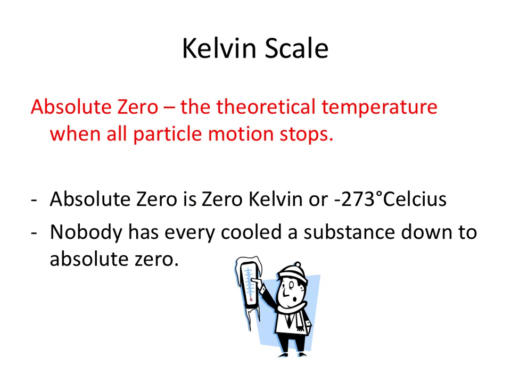All right, so the Kelvin scale is based on an idea of absolute zero. Make sure you write this down. Absolute zero is that theoretical temperature when everything stops moving. Up until then, there's at least a little bit of motion. So absolute zero is 0 Kelvin, or negative 273 degrees Celsius. Now, to this point, we've never cooled anything down to absolute zero, so we don't know what will happen, but we've gotten close.